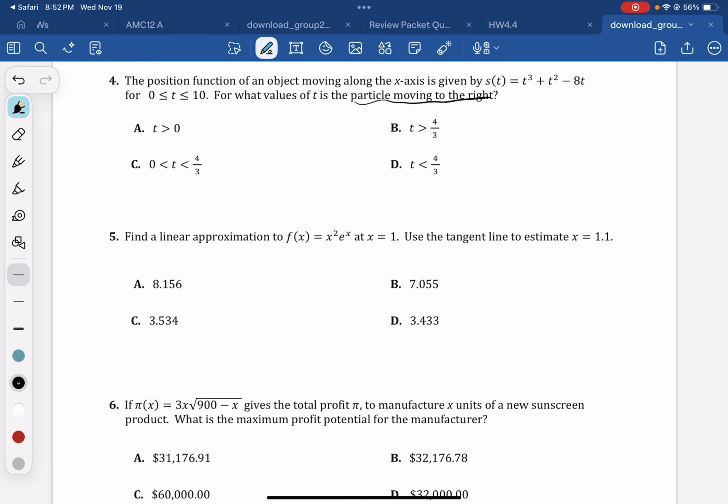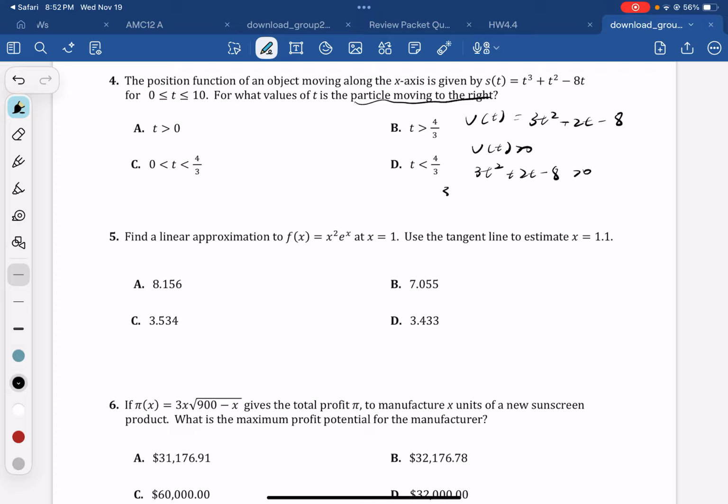So we've got to find v of t first. v of t is the derivative of s of t, so it's 3t squared plus 2t minus 8. This is the function for v of t. So if the particle is moving to the right, v of t should be greater than 0. So 3t squared plus 2t minus 8 should be greater than 0.